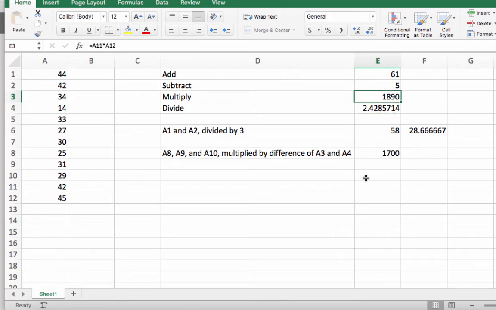Okay, so those are the keys. You want to use cell references instead of numbers. You want to use your 4 basic operations, add, subtract, multiply, divide, and you need to use parentheses properly. Your assignment is going to involve you being able to do all of these.